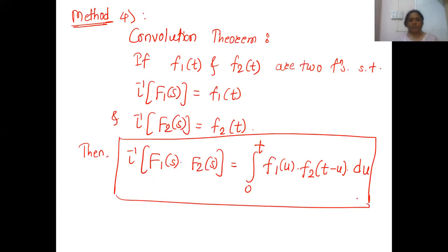The statement: the Laplace inverse, if they multiply together, we already have to find this and this separately. f1(t), f2(t) are with us now. Integration of f1 and f2, which one you call f1 and which f2 is up to you. So in one, t becomes u, in the other, t becomes t minus u. Multiply them and integrate from 0 to t with respect to the variable u.